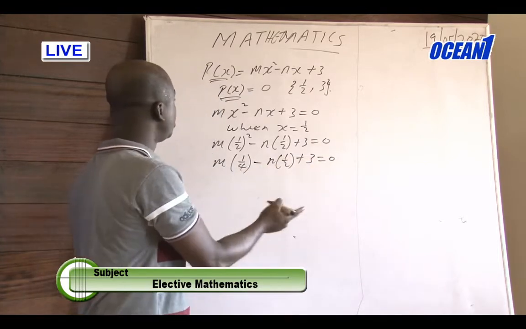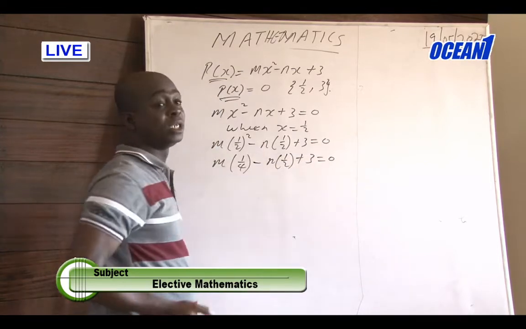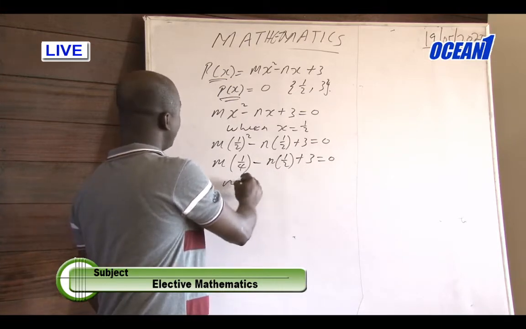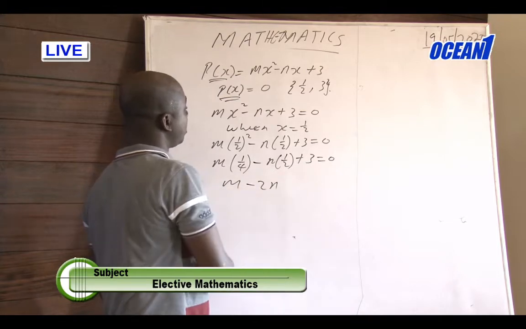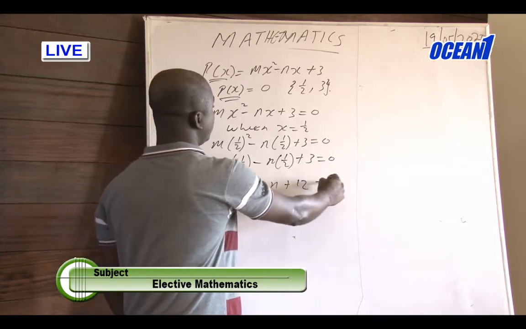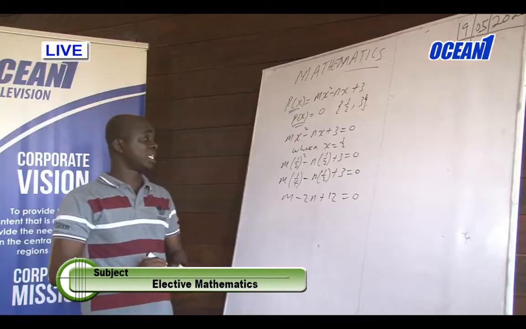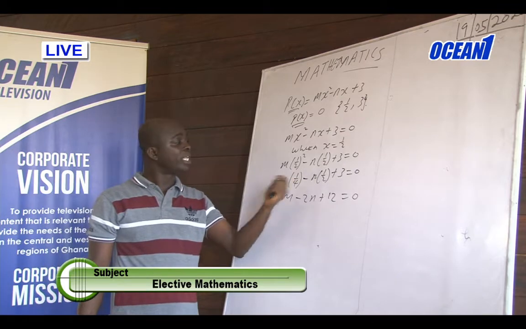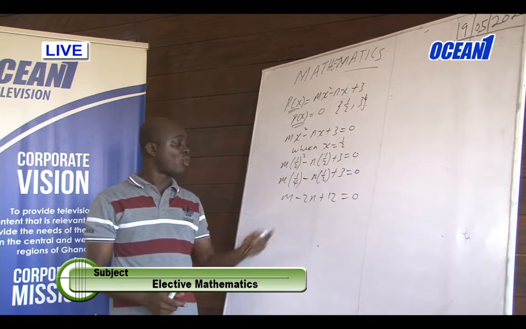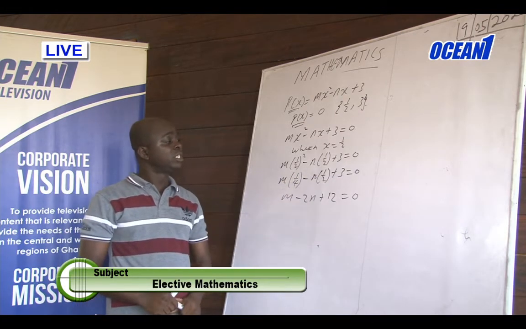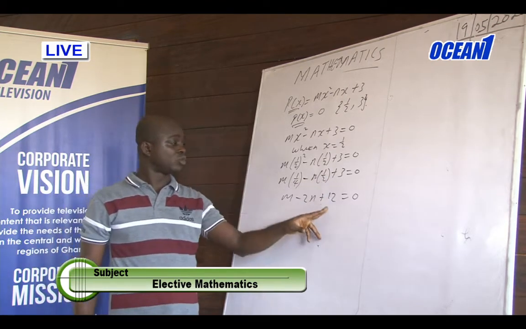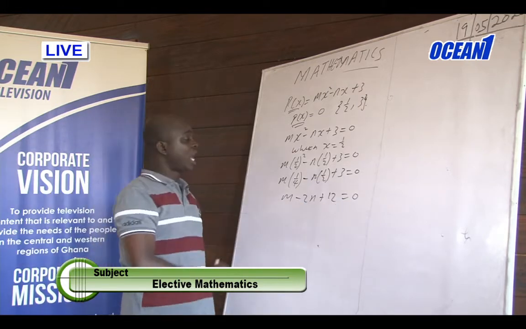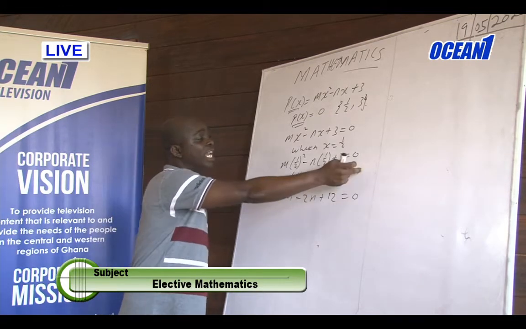So we can choose to remove this fraction by multiplying through by the LCM, which is 4. If we do that, we are going to get m minus 2n plus 12 equals 0. I suppose you understand that. If you multiply here by 4, the m over 4 will go with the 4. If you multiply here by 4, the half of 4 is 2. And 3 times 4 is 12. We have 0. Remember, here I have not shown working, therefore I have no issue.